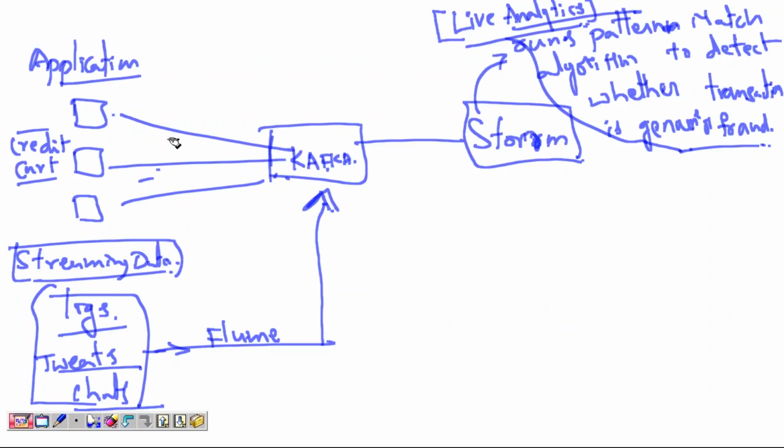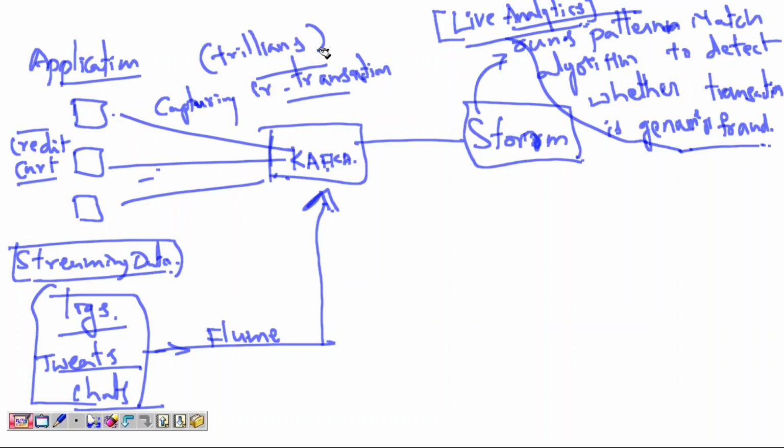This Kafka, what is it doing? Capturing the credit transactions. That too not hundreds or tens. Trillions of transactions are happening at a time, and it is capturing them. And Kafka is weak for live analytics. Storm is weak at capturing trillions of transactions. That's why we are integrating these two. Kafka is capturing, and from Kafka the Storm is taking. The Storm will decide whether the transaction is genuine or not.